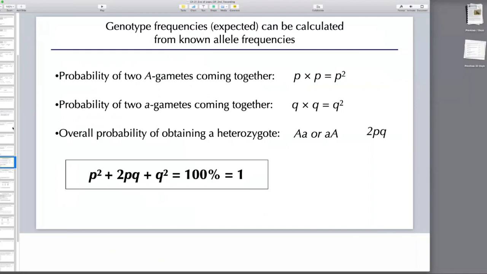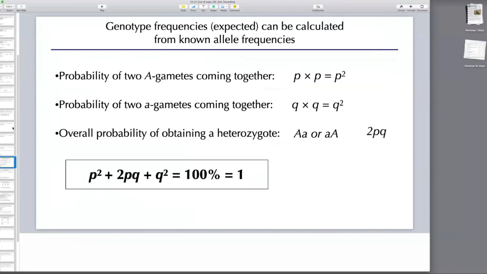And then the middle term, 2pq, is what I expect when you get one big A and one little a, so a heterozygote. The reason it's two in front is because you have two ways of making a big A, little a, right? You can get one from either parent. You can get a big A from mom and a little a from dad, or a little a from mom and a big A from dad. So that's where the two comes in. Again, the p and the q are the frequency of the big A and the frequency of the little a, so you multiply those, and since there are two ways to get it, you multiply by two.